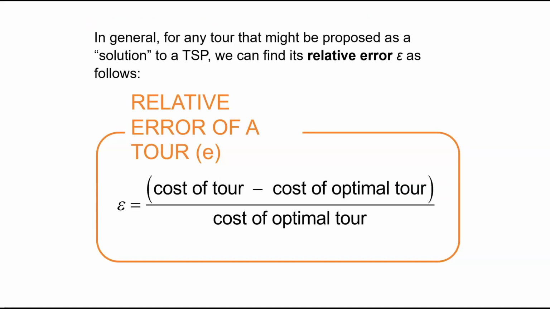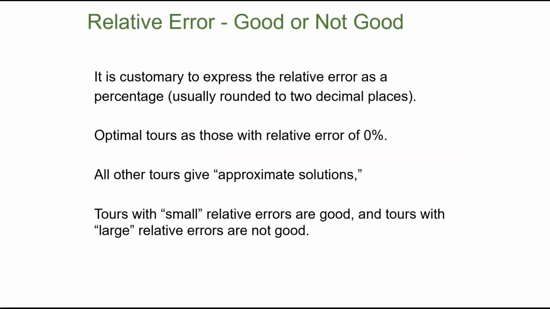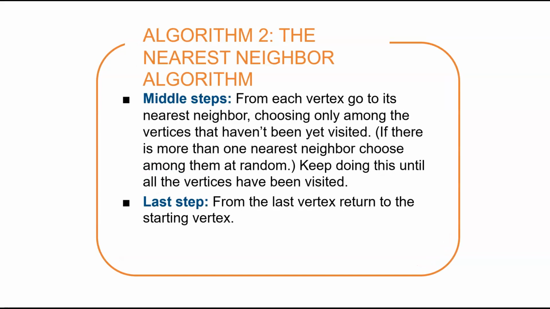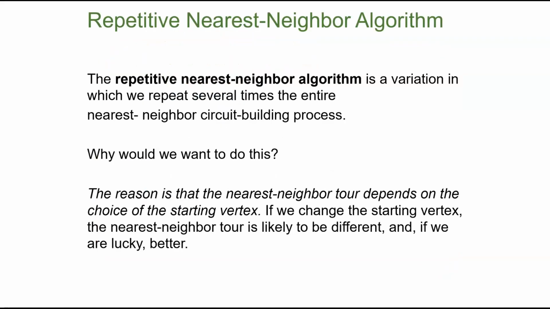So you can calculate the relative error. We won't be doing that in our problems in our project, but this is how you do the nearest neighbor. Again, you can pause it and review it. You start at the starting point, and then from there you pick the next closest one with the least weight, and you continue making sure you don't go back to the beginning until the very end.